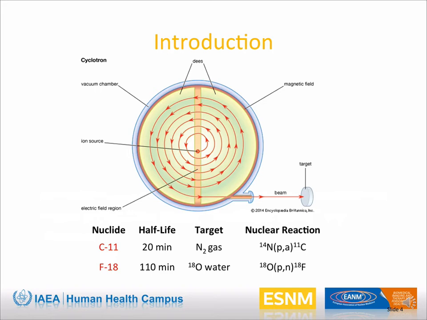To make carbon-11, we irradiate nitrogen-14, and there's a P-alpha reaction. To make F-18, we irradiate enriched water, and it's a P-N reaction.